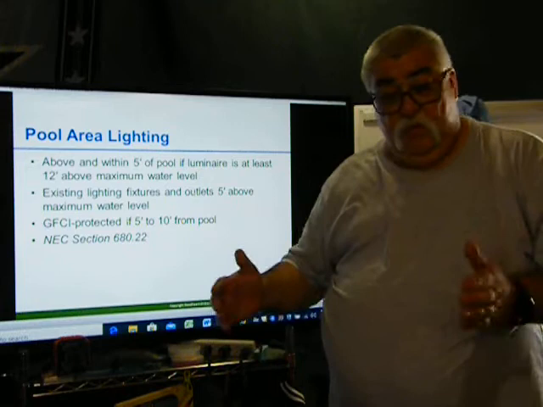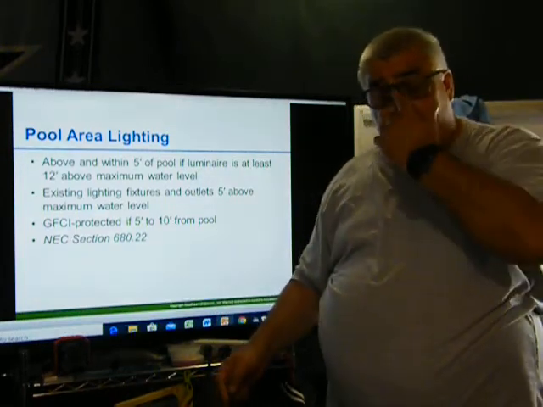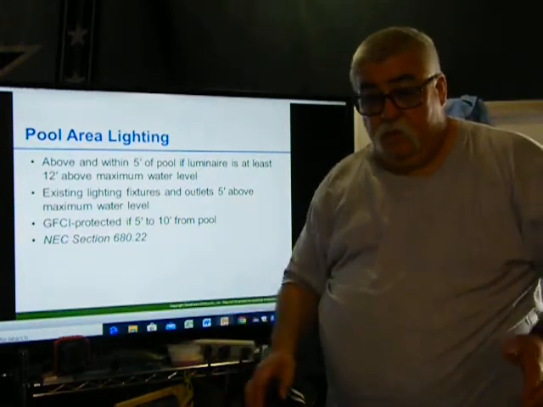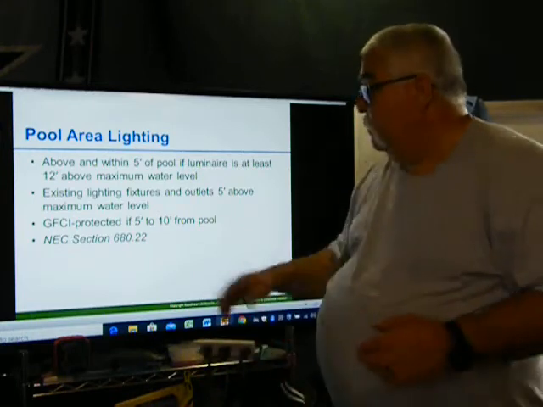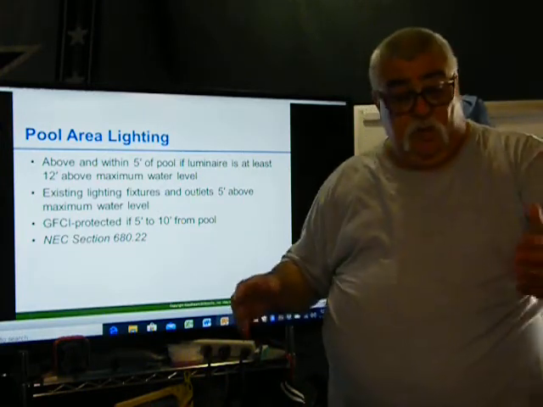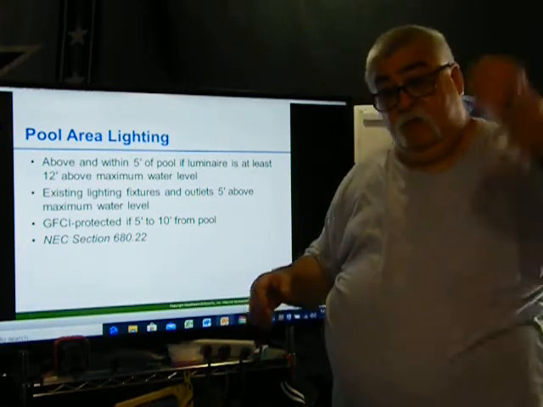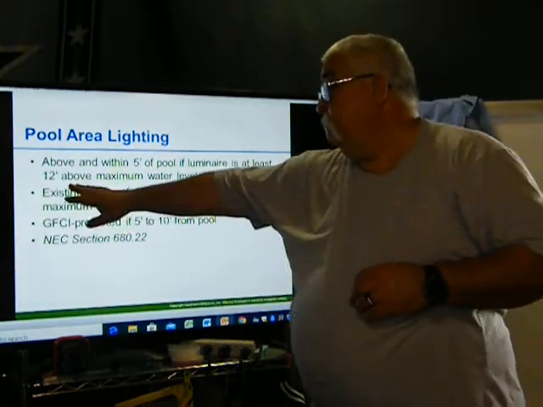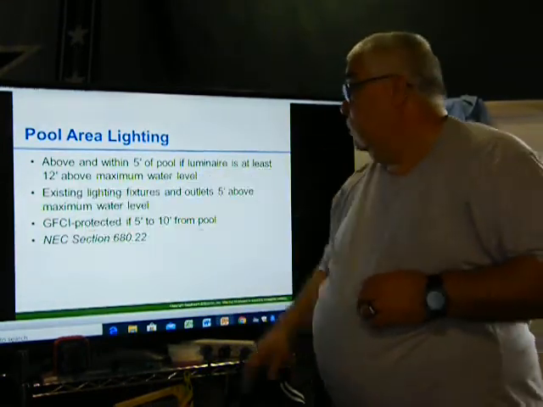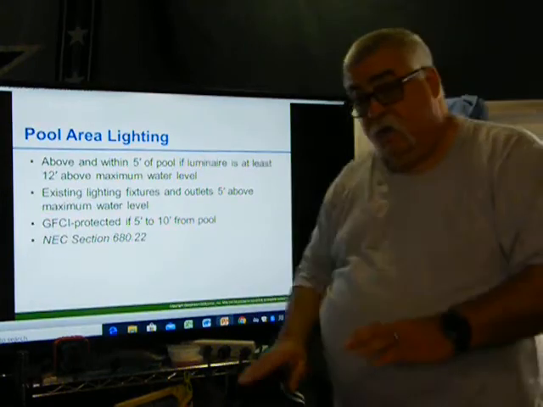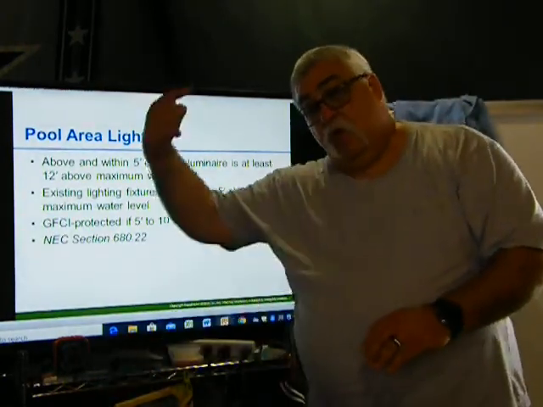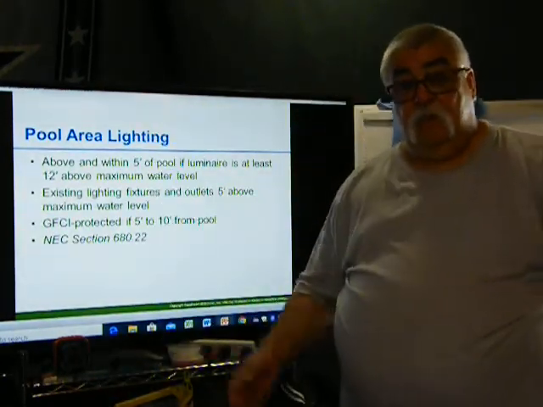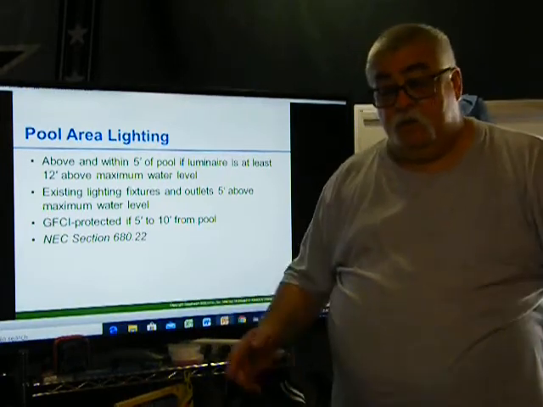Okay, if you're within 5 feet, it's going to be inside the pool. Or a lot of times you have less and you've got a pole. Well, if you have a pole with a light, it needs to be 12 feet above the maximum water level. So it's not from the ground level, it's from the water level up. So if you buy a 12-foot pole and you put a light up there, you're fine.